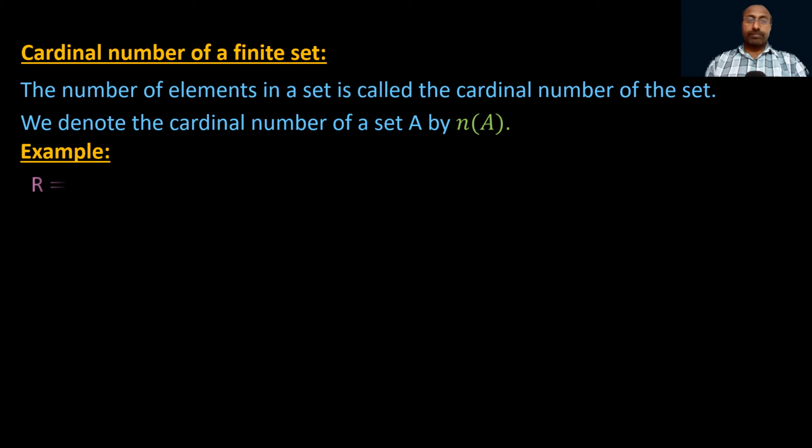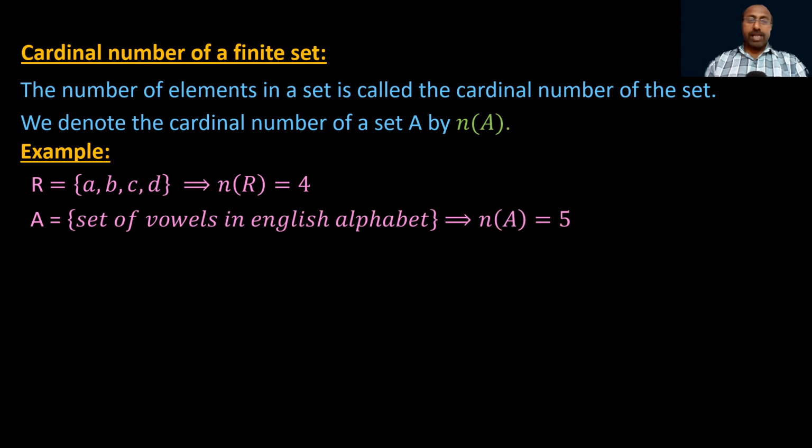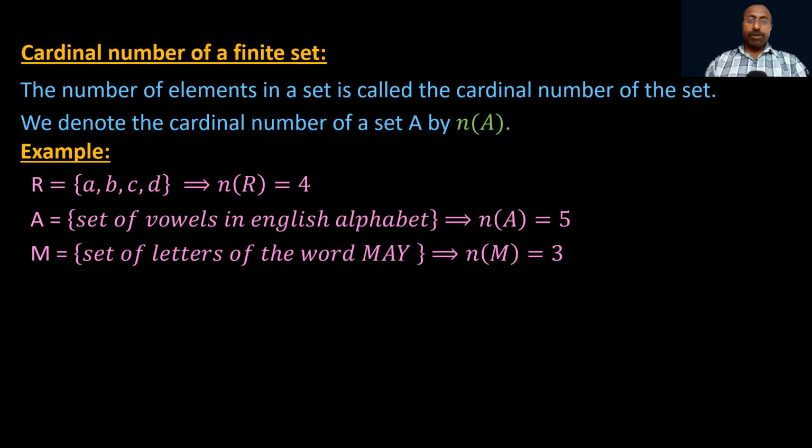For example, R is equal to the set of A, B, C, D. As there are 4 elements in the set R, we can write n(R) is equal to 4. n(R) is nothing but the number of elements in set R. And A is the set of vowels in the English alphabet. So we know that there are 5 vowels in the English alphabet, so now n(A) is equal to 5. M is equal to the set of letters of the word MAY. And clearly we have 3 letters in this word, so n(M) is equal to 3.